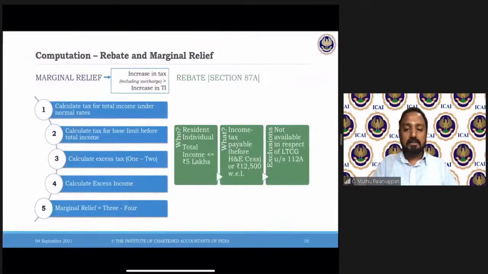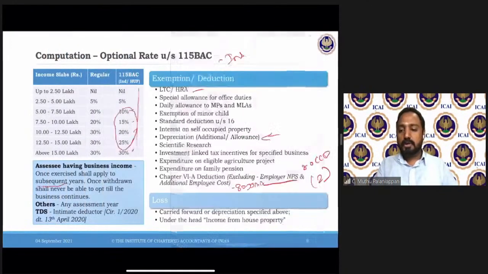So we'll just answer some questions on this new provision and then move on.